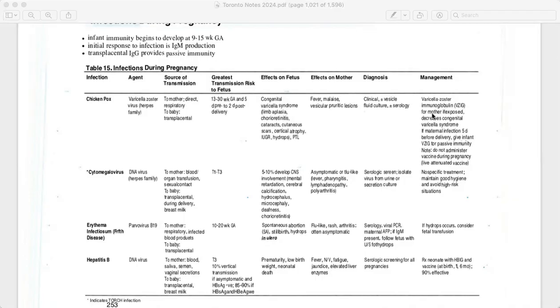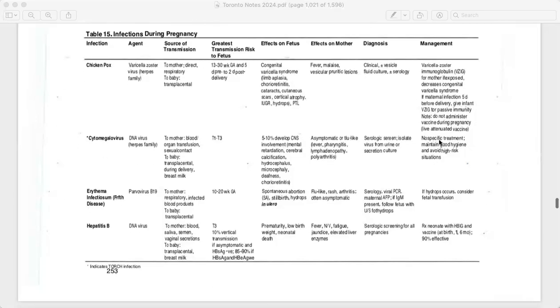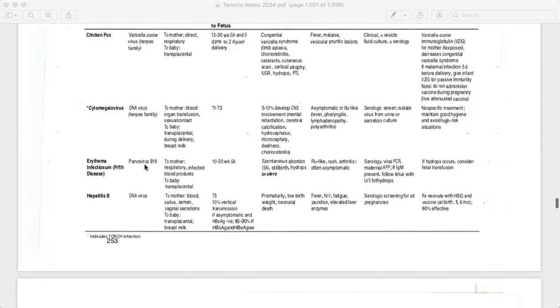So varicella zoster immunoglobulin for the female, but if exposed, decreased congenital varicella syndrome. If maternal infection is 5 days before delivery, give infant varicella zoster immunoglobulin for the passive immunity. So usually we don't give live attenuated, only immunoglobulins are given during delivery, as we already discussed this one. Cytomegalovirus, no specific treatment, maintain good hygiene, that's good to go. Then erythema infectiosum, caused by parvovirus, hydrops occurs, consider fetal transfusion. Then hepatitis.